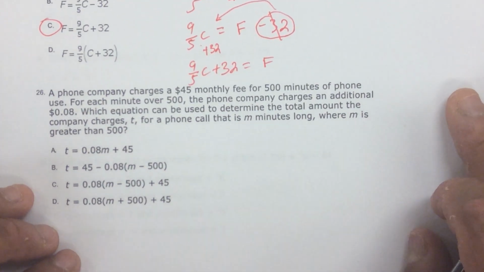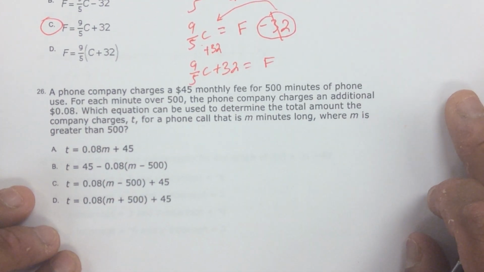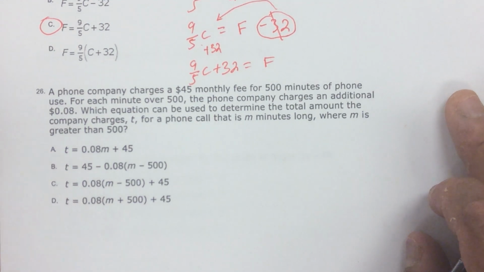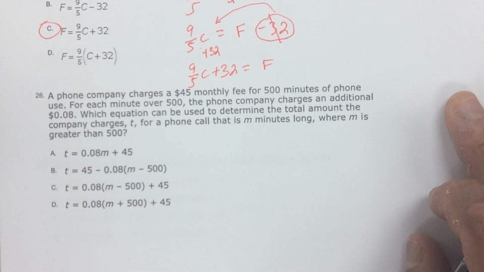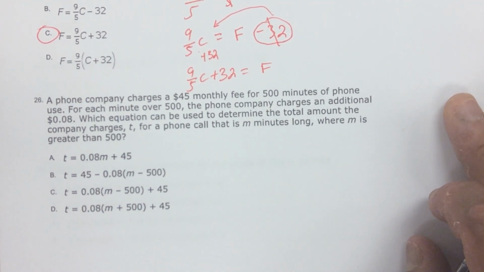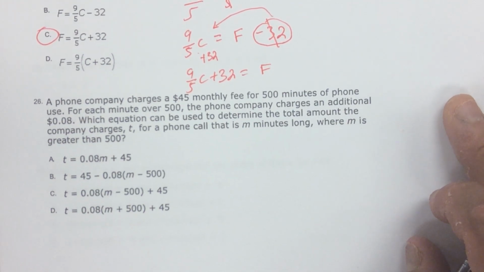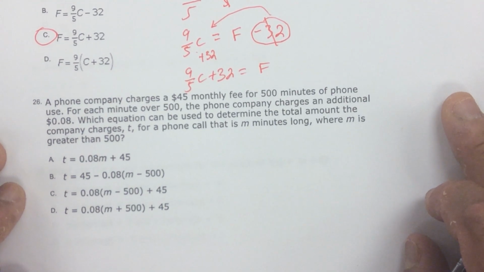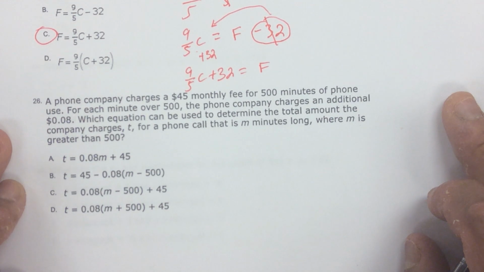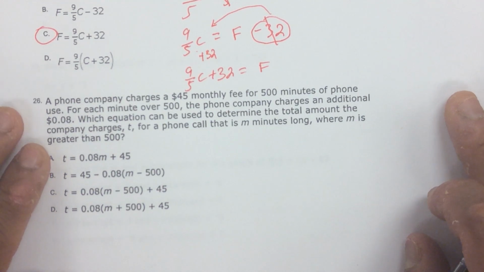Okay, moving on to 26. A phone company charges a $45 monthly fee for 500 minutes of phone use. For each minute over 500, the phone company charges an additional 8 cents. Which equation can be used to determine the total amount the company charges?